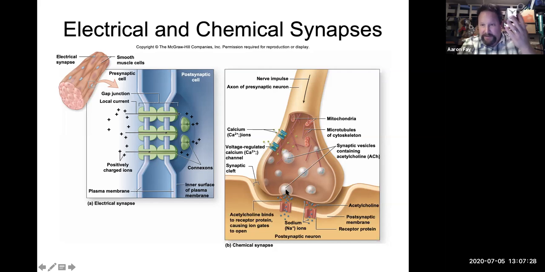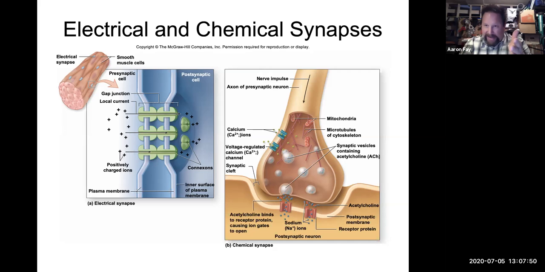The neurotransmitter diffuses across the synapse and binds a receptor, which will then eventually trigger a second action potential in our postsynaptic neuron. So exactly what's going on with the sodium and calcium channels, don't worry about that. Gated potentials, you don't need to worry about that. That's a topic for physiology.